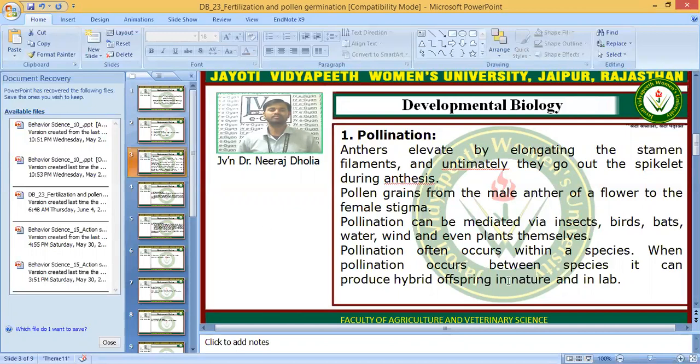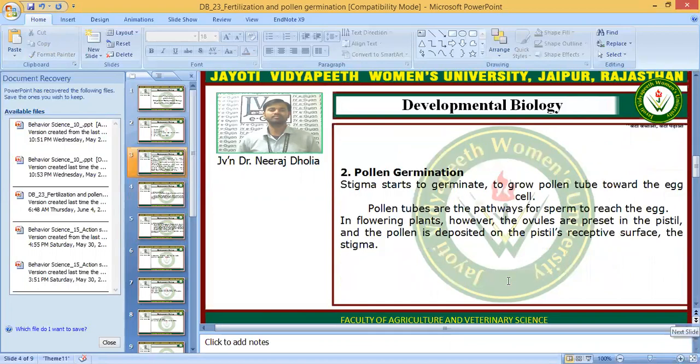Next is pollen germination. Pollen germination starts when the pollen grains reach the stigma. They absorb water and other nutrients, and then start to grow a pollen tube-like structure towards the egg cell. So pollen tubes are the pathways for sperm to reach the egg.